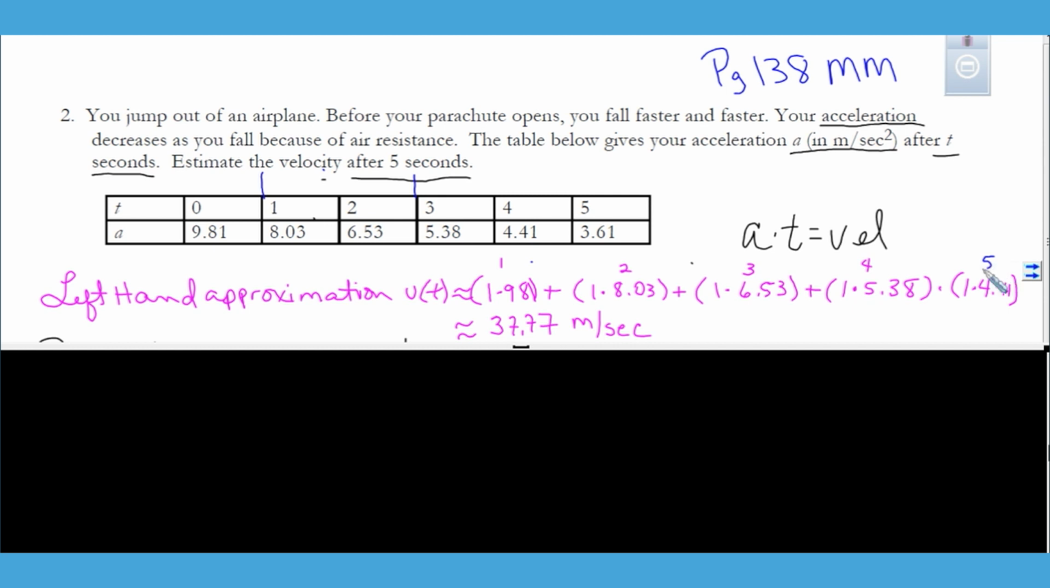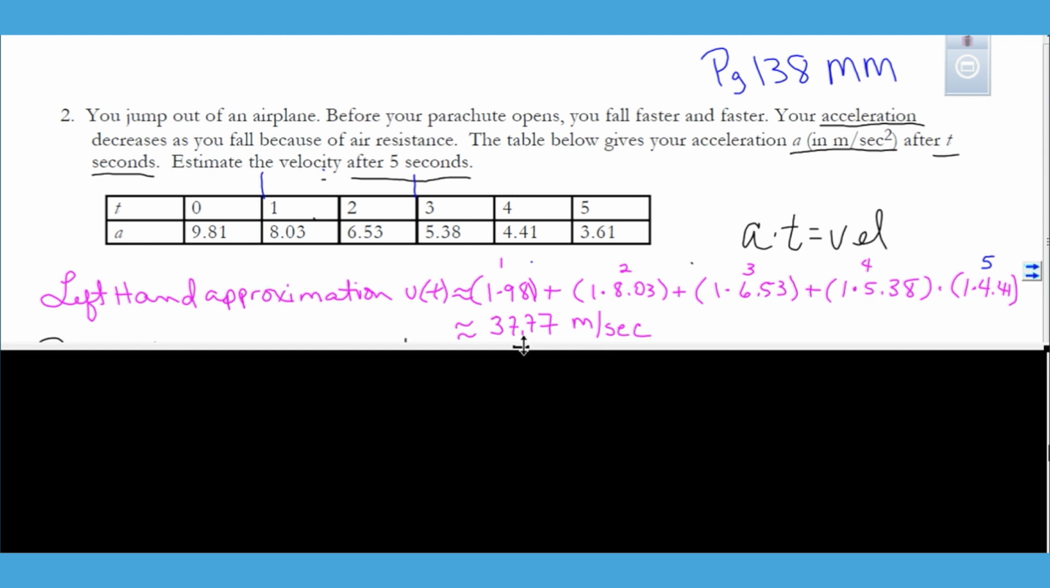That's rectangle 5. I know you think I'm crazy by writing 1 times for all of these, but at some point your distance for each interval will not be 1, so I'm making an emphasis on that. They don't always have to be evenly spaced out either. So make sure you're always putting in the width of your rectangle and using the values appropriately as the height. When you add all those up, you get 37.77 meters per second, because this is velocity.